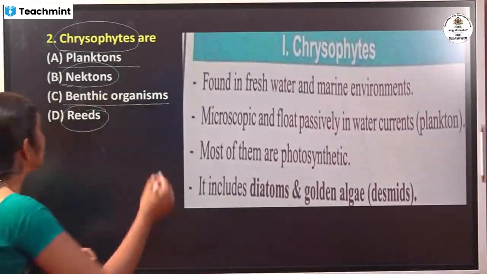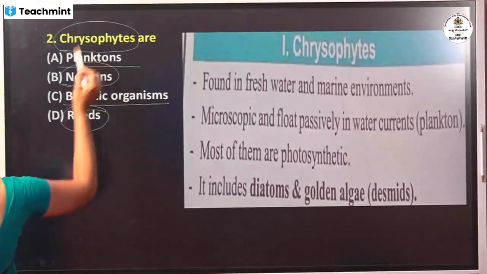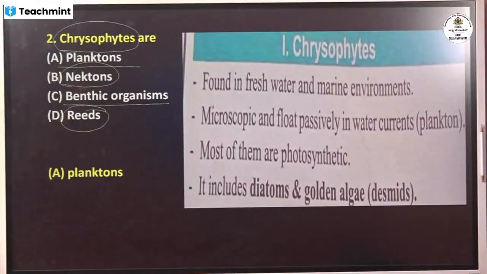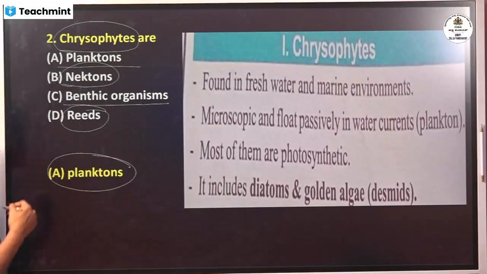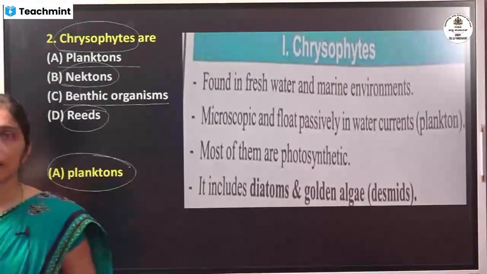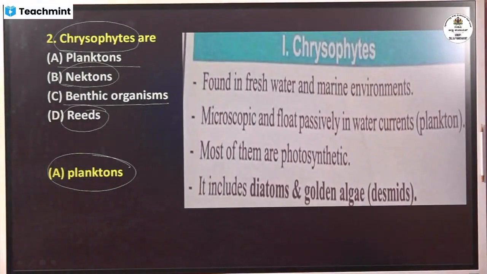So what do you mean by a chrysophyte? What are chrysophytes? So chrysophytes are basically planktons. So they are free floating organisms, golden brown alga. Okay, moving on to the next question.